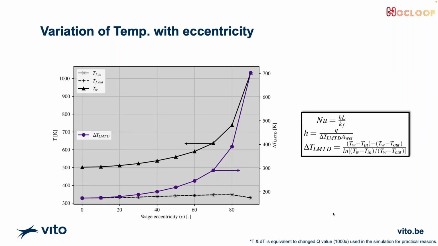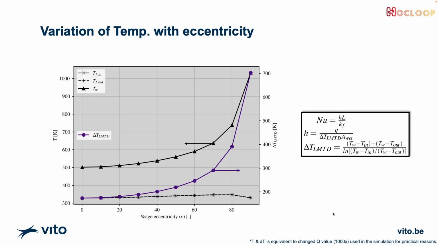And if you look at the real reason why this is happening, it is primarily because the lines over here in the bottom correspond to the inlet and the outlet temperature of the fluid. And you see, as we change the eccentricity, these values do not change dramatically. However, what changes dramatically is your water temperature, which leads to your change in your logarithmic temperature difference.